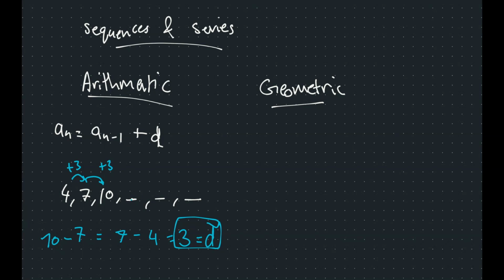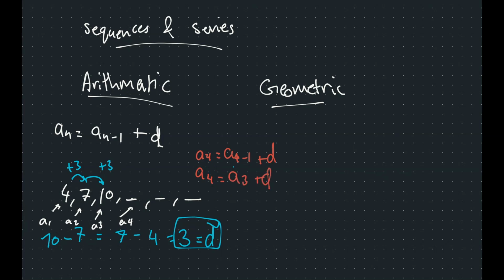And to get this term, this term, this term, what will we do? So we know this is a1, a2, a3. This is going to be a4. Let's substitute a4 into the equation. What will we get? We will get a4 is equal to a4 minus 1 plus d. What is a4 minus 1? It's just a3 plus d.